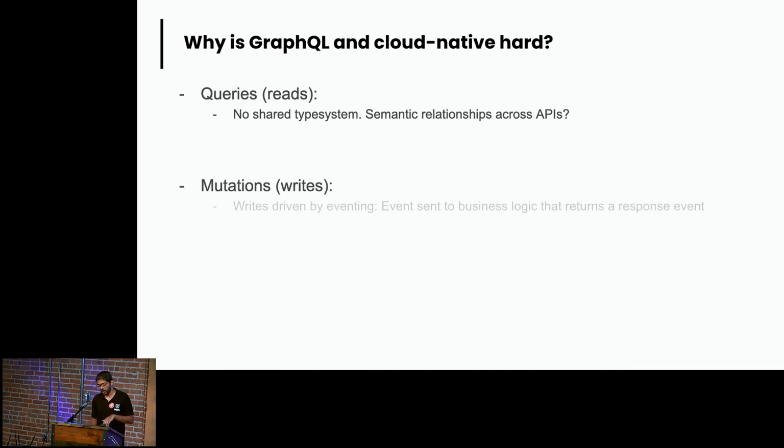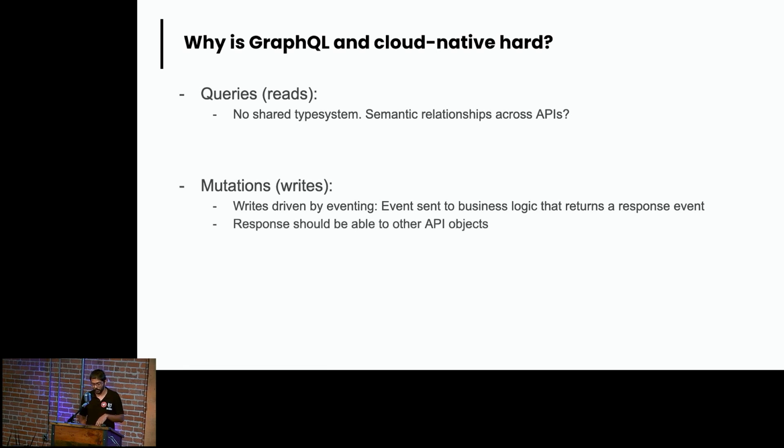Or if you think about mutations, increasingly mutations and writes and workflows are driven through an event-driven workflow. So let's say you have an event and you get a response event, and now there's a response event and there's a response API, but relationships across them, does that even make sense? It becomes a little bit wonky to think about, right?